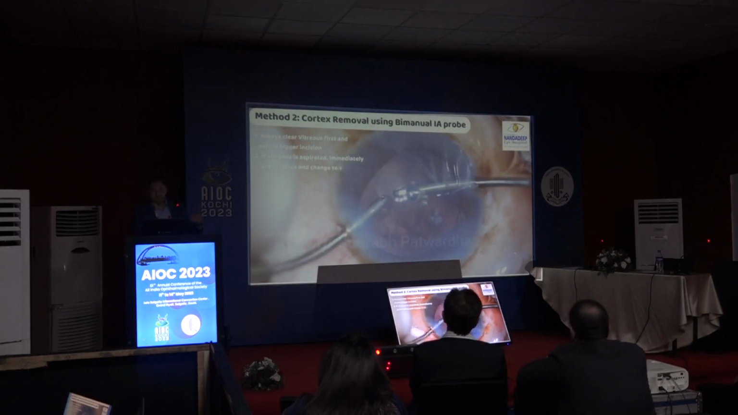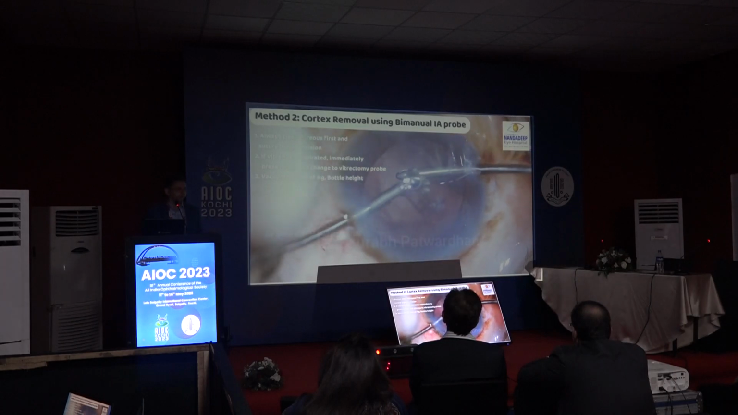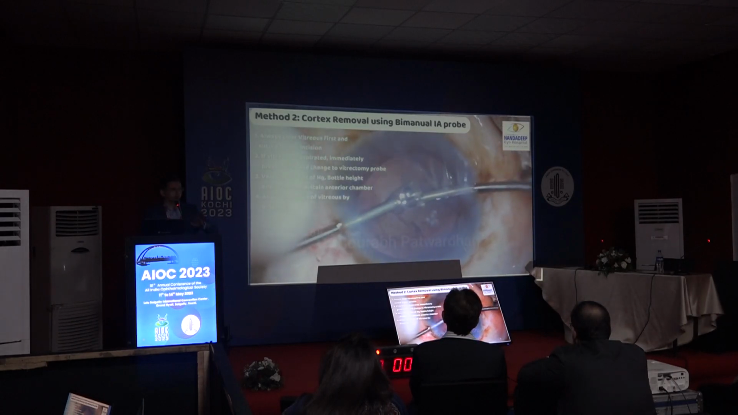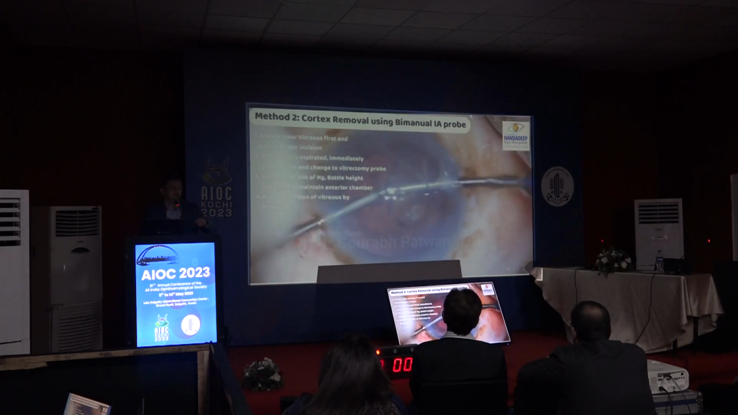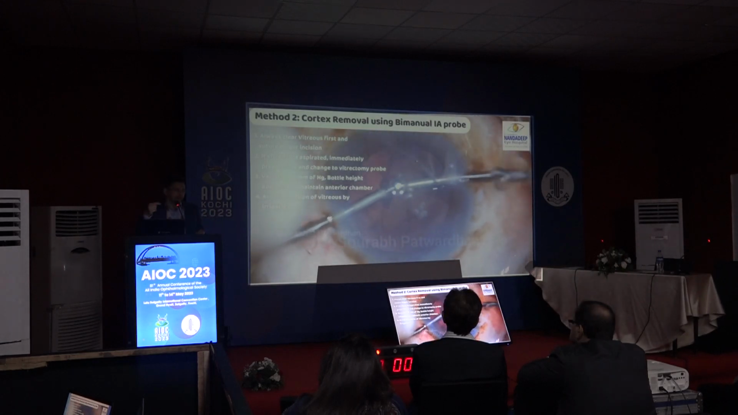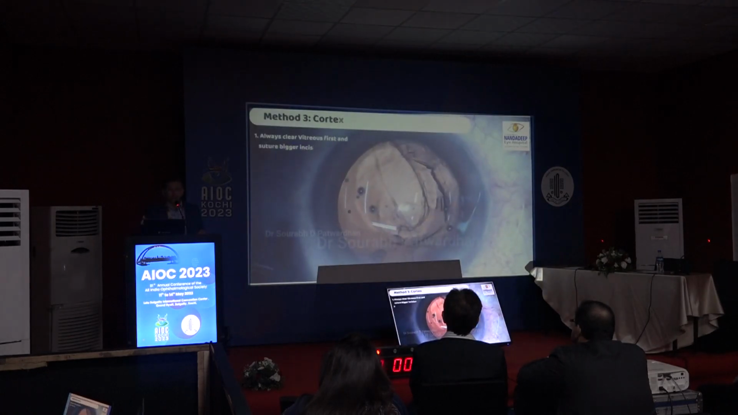Now, one issue in this case is that if you have not done the vitrectomy properly, or during the cortex removal, if there is a vitreous strand in between, you have to stop, you have to reflux, and then change the aspiration probe to the vitrectomy probe and cut that vitreous.